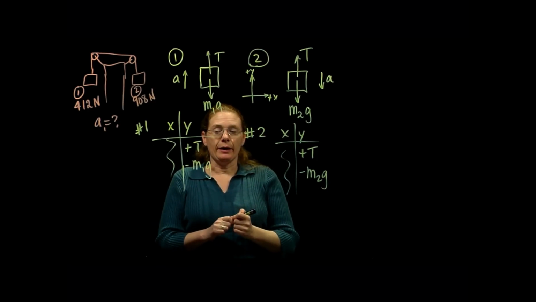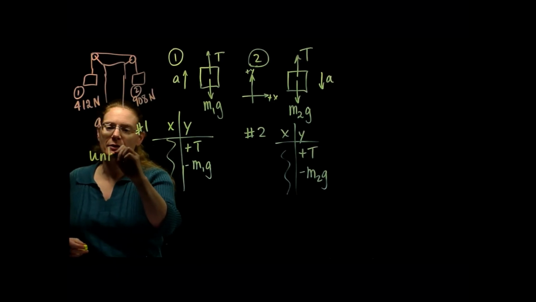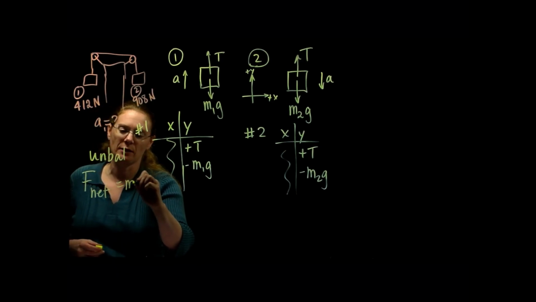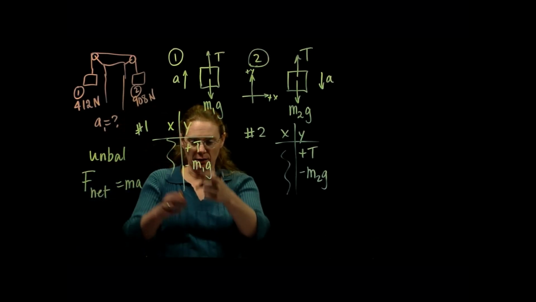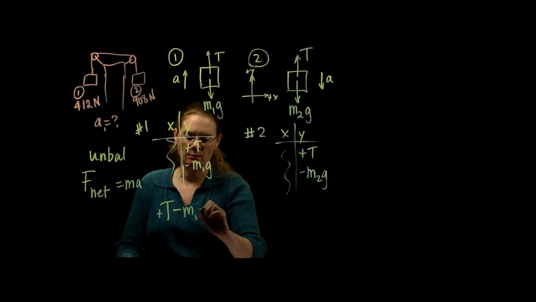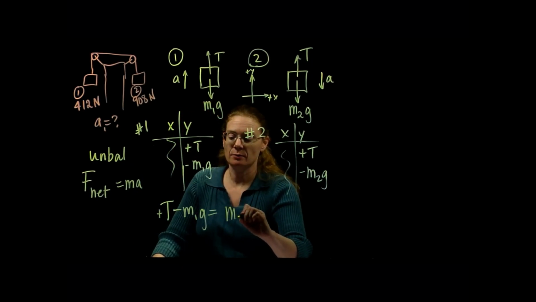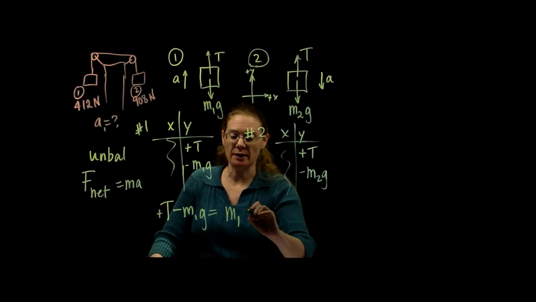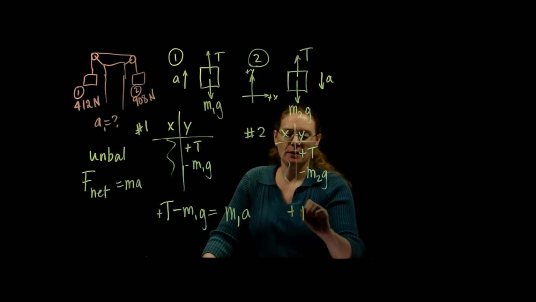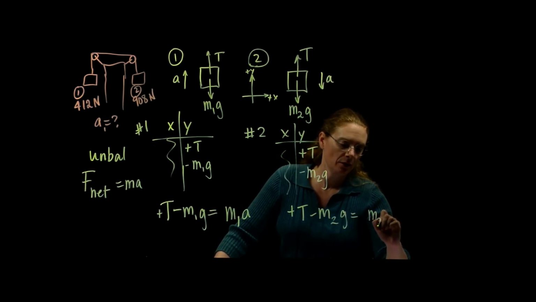Both of these are accelerating, both of them are unbalanced. So when we have unbalanced forces, that's when we add up all the forces and set it equal to ma. What do we have here? A positive T minus m1g equals m1a. Now keep track, this is object number 1, so this is mass number 1 that we're talking about. Here we go, plus T minus m2g equals m2a.